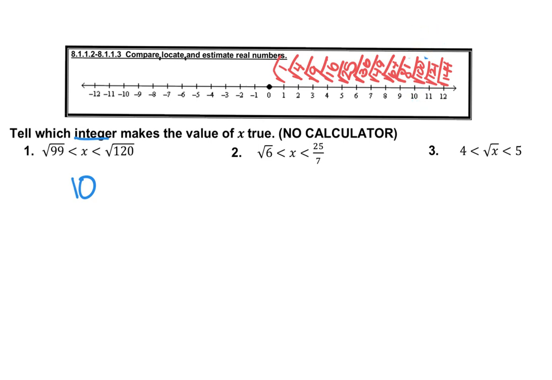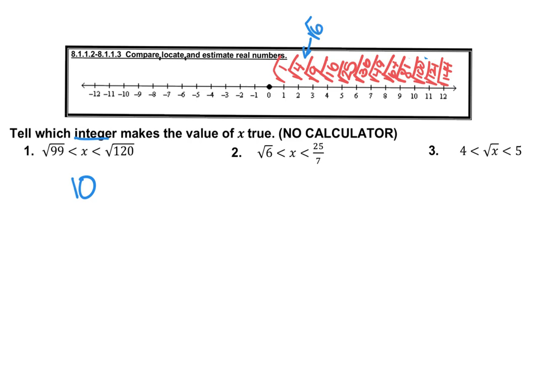It says the square root of 6, so it's going to be between the square root of 6 and 25 divided by 7. And again, this would be a no calculator one. So let's first of all start by locating the square root of 6. So the square root of 6 then is going to be between the square root of 4 and the square root of 9.